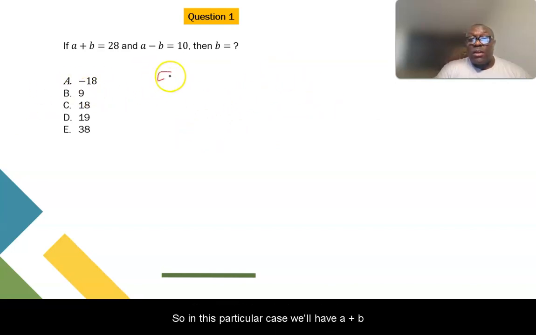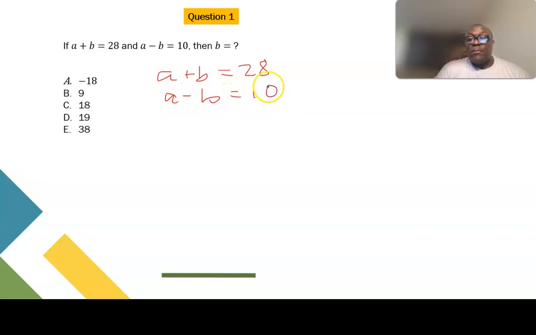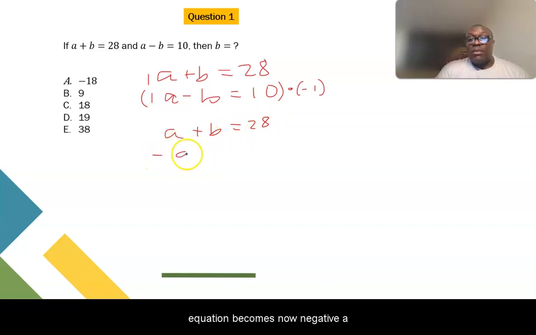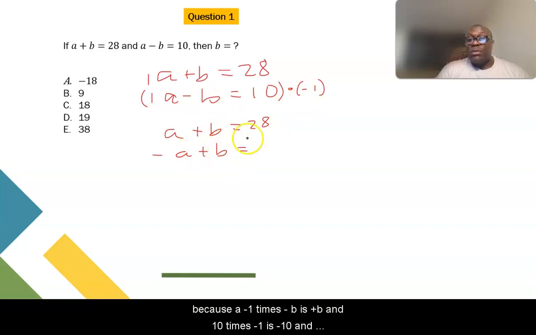So in this particular case, we'll have a plus b equals 28. And here we have a minus b equals 10. In fact, all we need to do is to make the coefficients of a be opposites of each other. So we can multiply the second equation by negative 1. So this will be a plus b. The first equation remains the way it is. And the second equation becomes negative a plus b, because negative 1 times negative b is plus b, and 10 times negative 1 is negative 10.